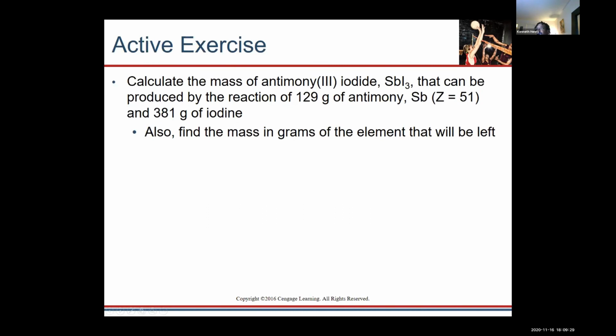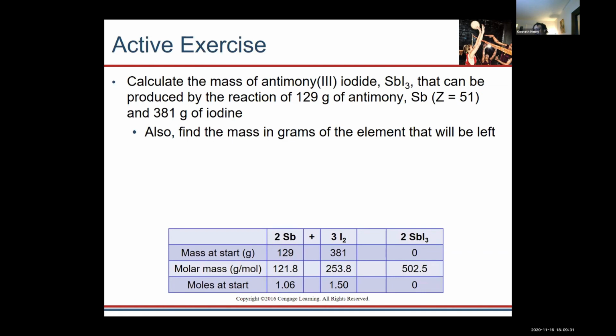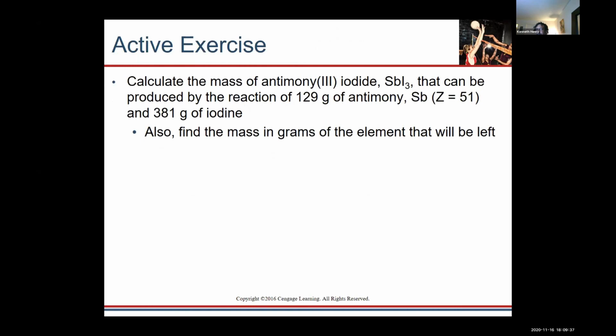Okay, so it says calculate the mass of antimony(III) iodide, SbI3, that can be produced by the reaction of 129 grams of antimony, Sb, and 381 grams of iodine. Also find the mass in grams of the element that will be left.